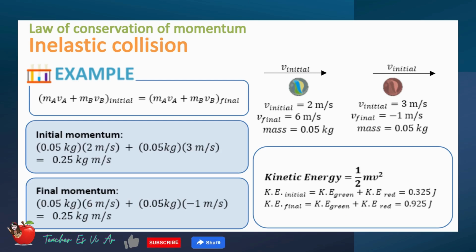Let us try to solve the initial and final momenta using the given mass and velocity. Based on our calculations, the momentum is conserved. On the other hand, if we solve the kinetic energy before and after collision, we can see that the kinetic energy is not conserved.